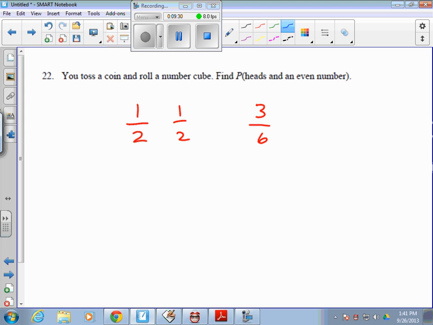Anytime you're doing 2 things together, you multiply them. And again, this will be bonus. I know we didn't go over this. 1 times 1 is 1. 2 times 2 is 4. But it's an easy thing. You just multiply 1/2 times 1/2 to get 1/4.